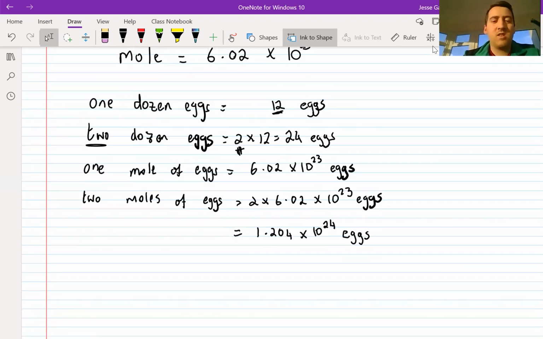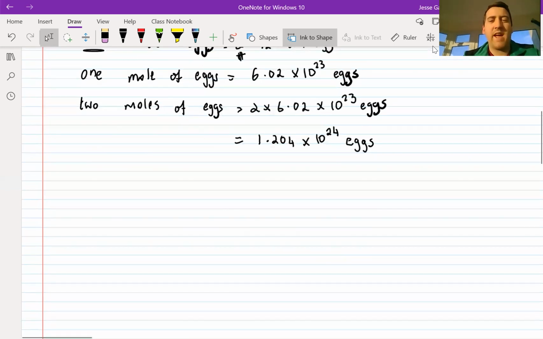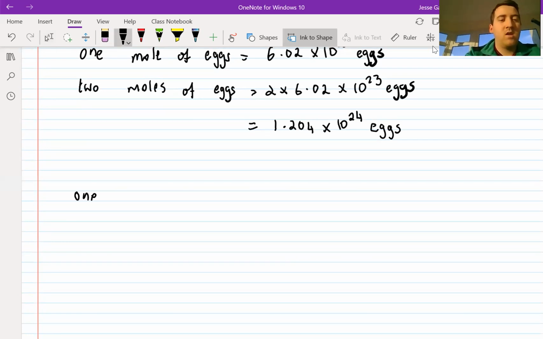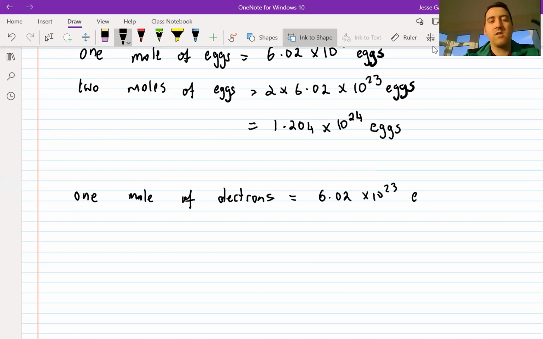Let's talk though about something that we don't count eggs in moles. We count things like atoms and electrons and protons because these things are impossibly tiny, and we really do have this many of these things because they are so small. So if we say we had 1 mole of electrons, electrons are negatively charged particles that we find inside atoms. If we had 1 mole of electrons, that would mean I have 6.02 times 10 to the power of 23 electrons.